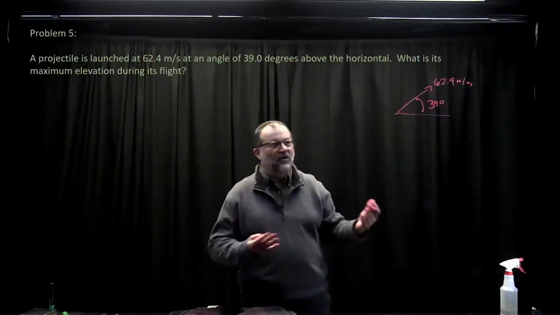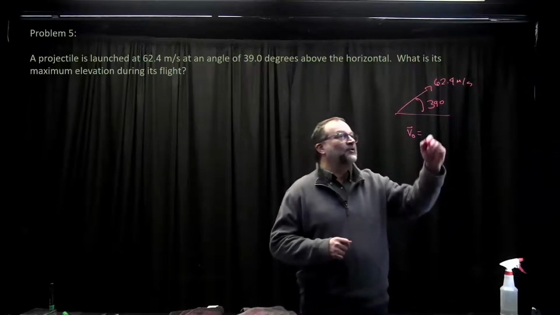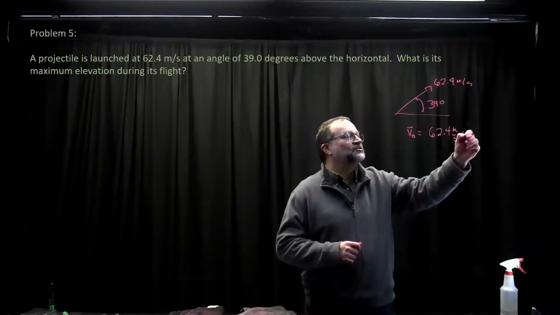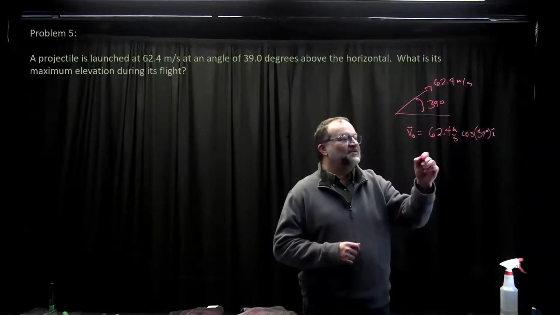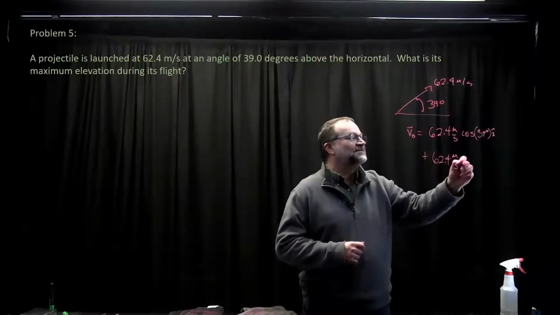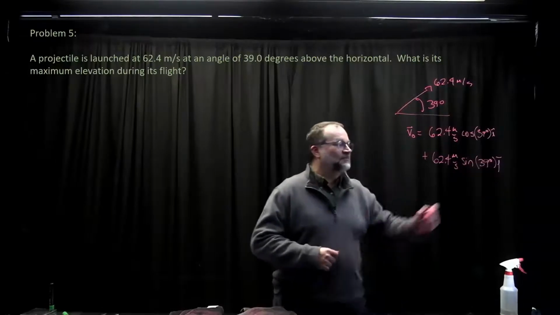We've got to decompose this. We've got our initial velocity. It's got an x component, right? 62.4 meters per second cosine of 39 degrees i hat. It's got a y component, 62.4 meters per second sine of 39 degrees j hat.